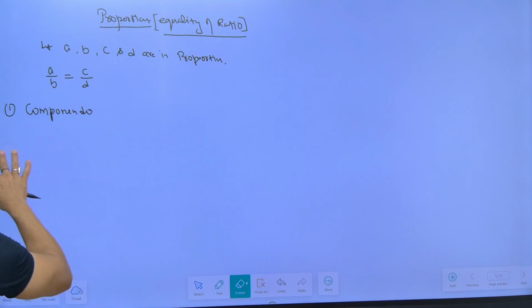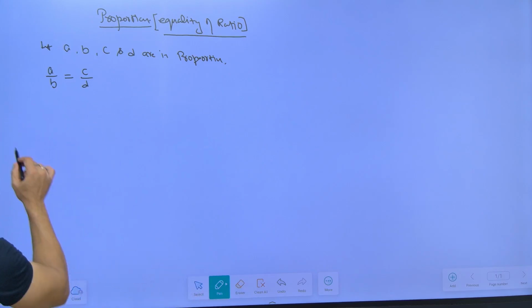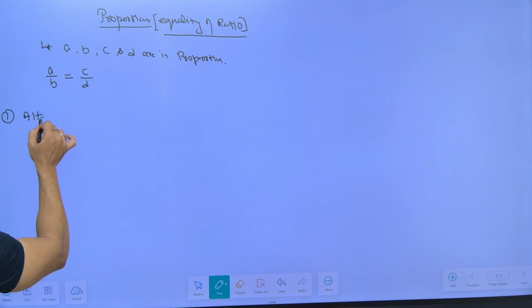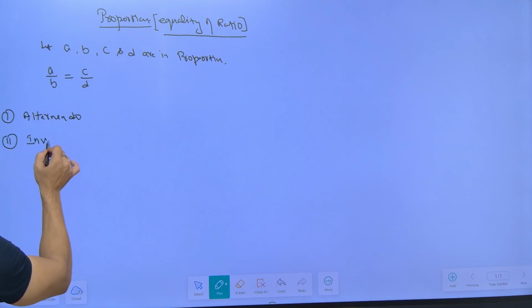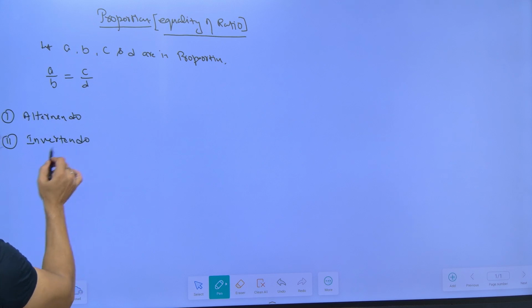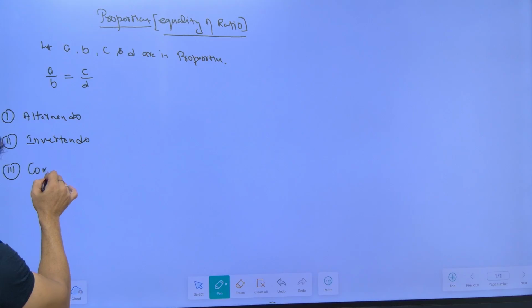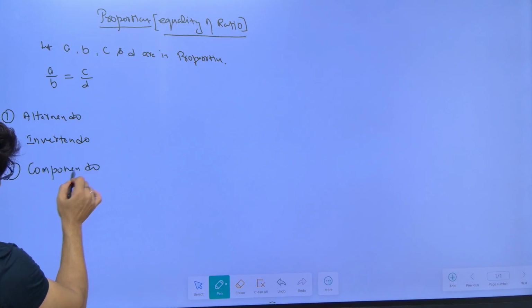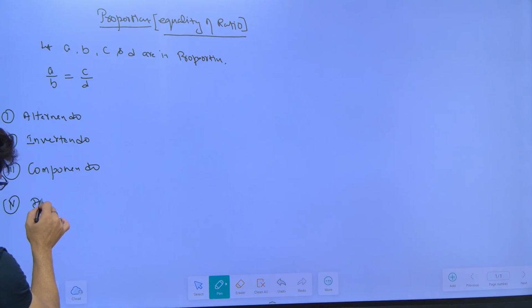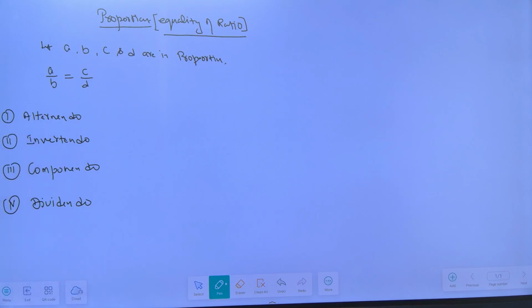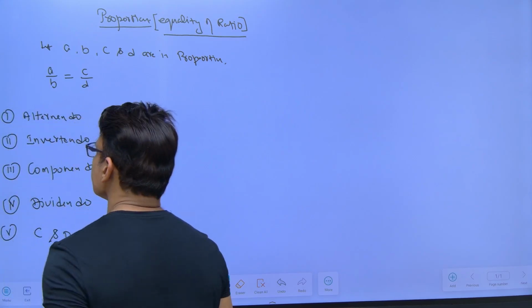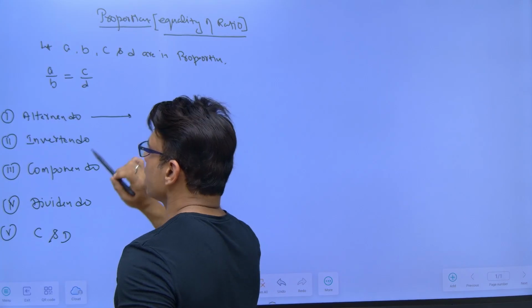Let's write it down in order. First is alternando, invertendo, componendo, and dividendo. And last is componendo and dividendo together. Fifth is componendo and dividendo together. So what is alternando? What do we do in alternando?